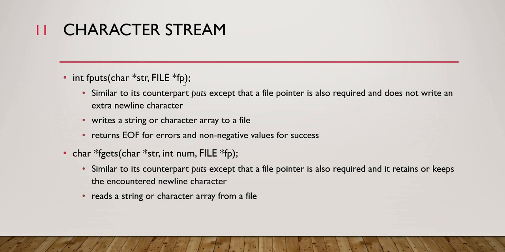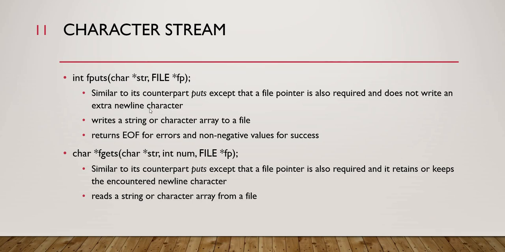The only difference is here we have to pass the file pointer, and in this case also we have to pass the file pointer. Okay, so in case of fgets, there is another new thing which is int num. We're going to see what all these things mean. So the very first function, fputs, is similar to its counterpart puts, except that a file pointer is also required and it does not write an extra new line character.